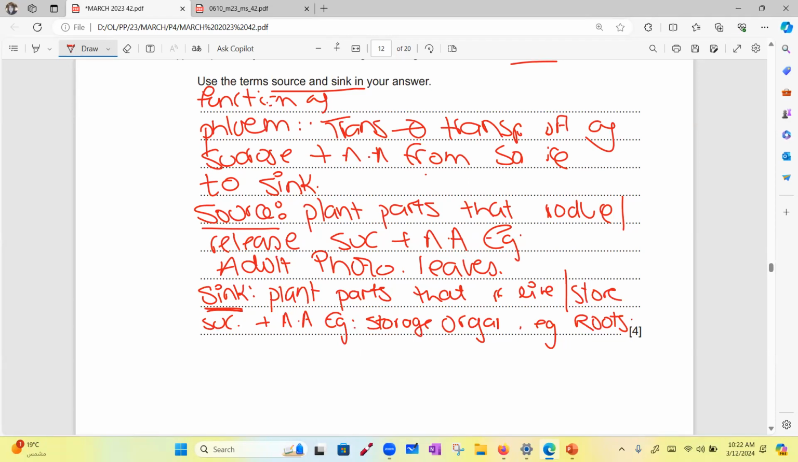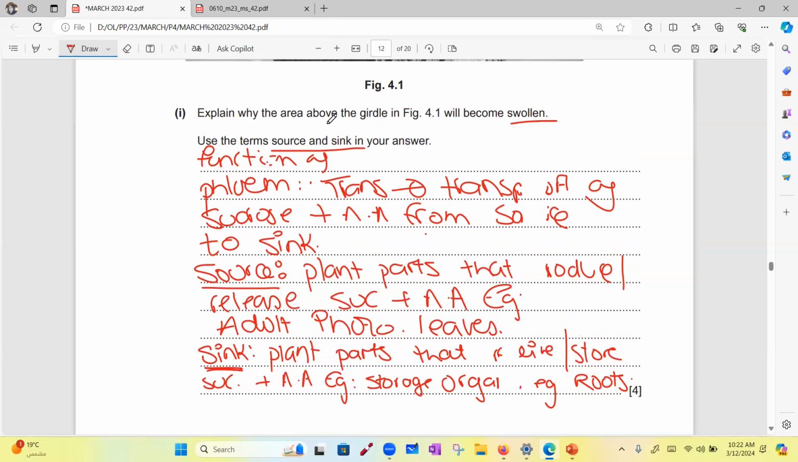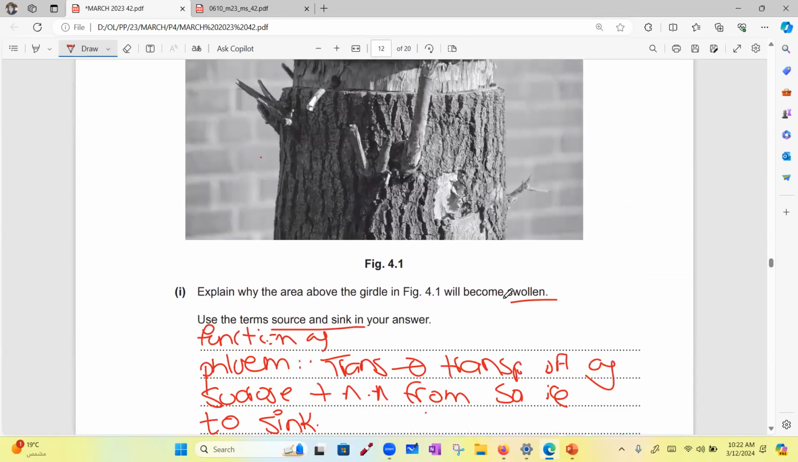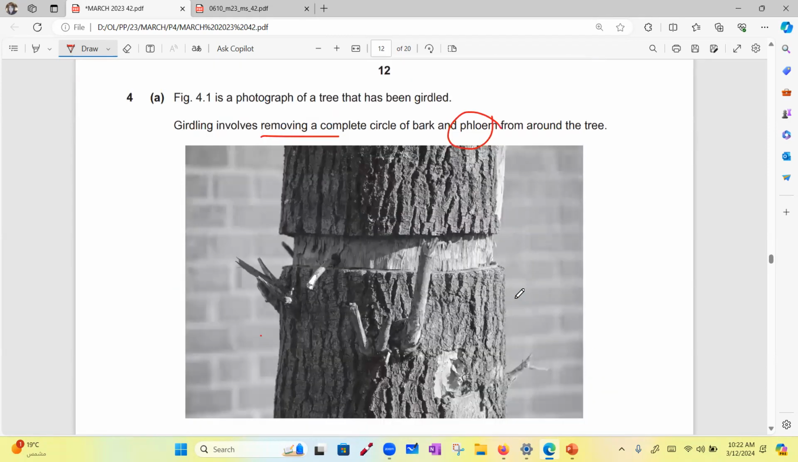Now, we still did not finish answering the question. Why does this part above the part that has been cut become swollen? What's your name? Yes. Yassine, my dear. Now we mentioned the function of the phloem and the source and the sink, and we gave examples, and we are amazing. Why would this part become swollen?